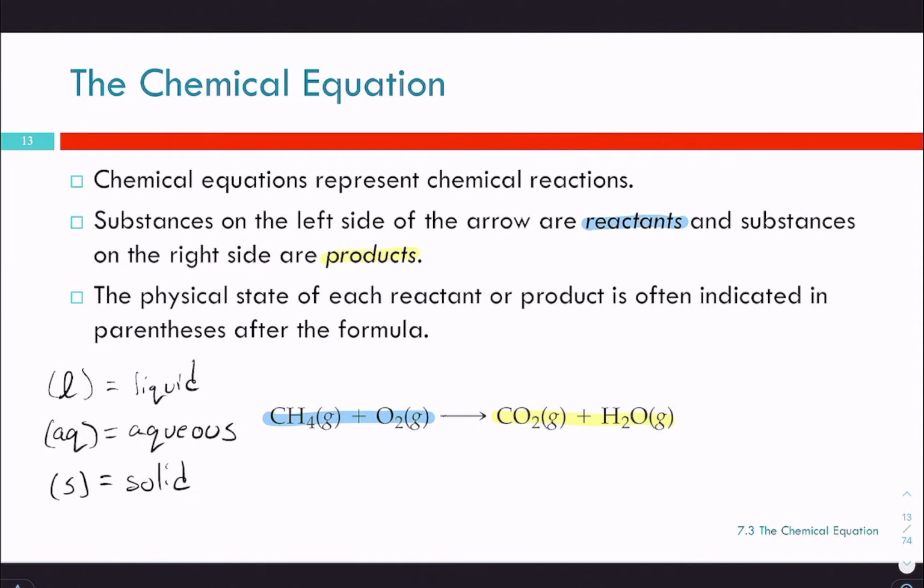The key difference between aqueous and liquid is aqueous is when you have something dissolved in water. So pretty much all of the stuff we're going to be looking at is going to be aqueous. It's going to be something dissolved in water. Liquid would be something that is by itself a liquid. So like nail polish remover, acetone would be a liquid. And water is a liquid.